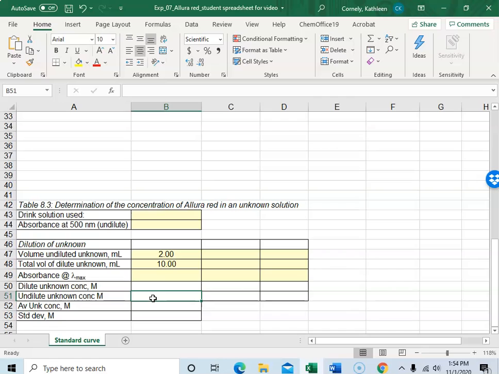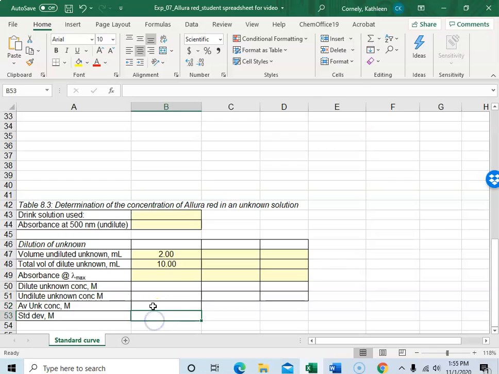Next line right here. So now that you know your concentration of the diluted unknown, we want to know the concentration of the undiluted unknown. So in this cell, you should have a calculation using the dilution formula, V1M1 equals V2M2, and that's where these values right here are going to come in handy when you calculate the concentration of your undiluted unknown. It's easy to get these things backwards, so just make sure that your undiluted unknown concentration is greater than the diluted concentrations, and that way you know you did it right.